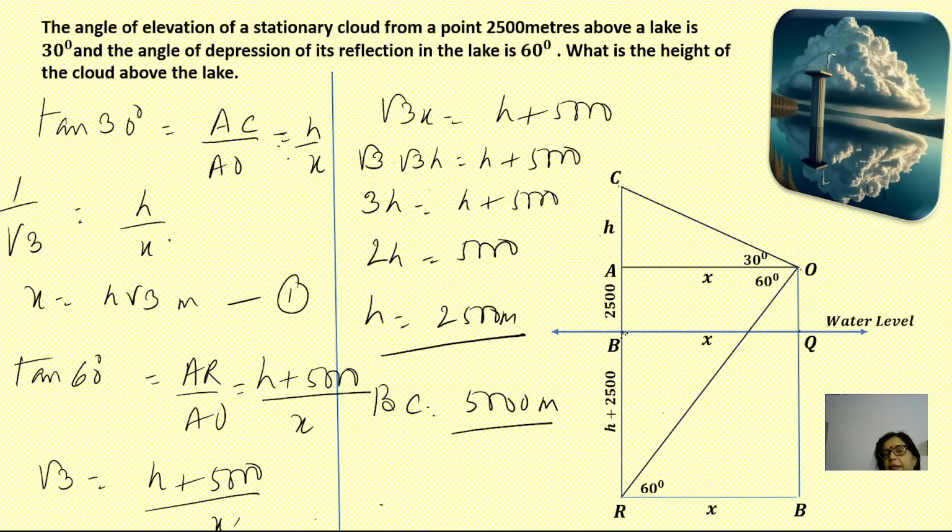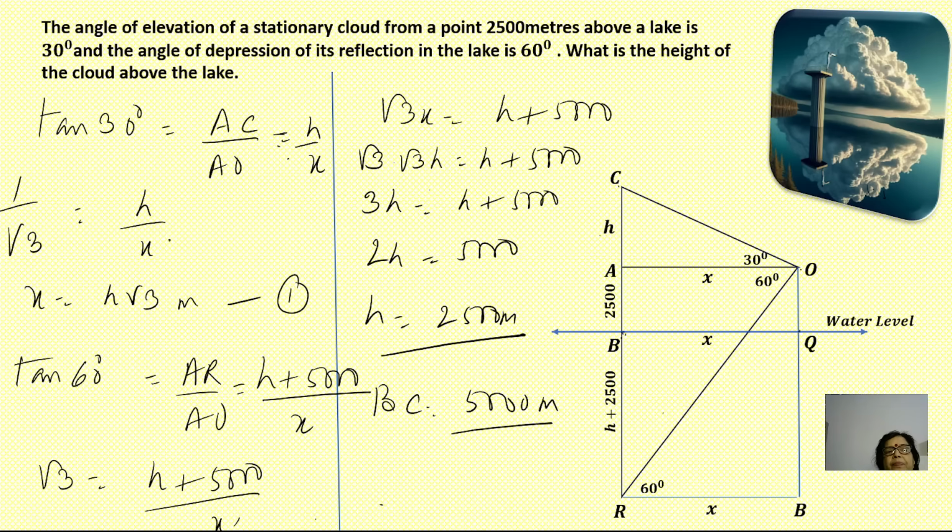We have to find out the height of the cloud above the lake. That means from here we need to find out the height of the cloud. We have found out only H, but we need to find this distance, that is BC. So this BC is 5,000 meters. I hope it is clear. The drawing of the figure in this particular question has to be understood thoroughly, it has to be drawn correctly, and then only you can proceed with the solution.